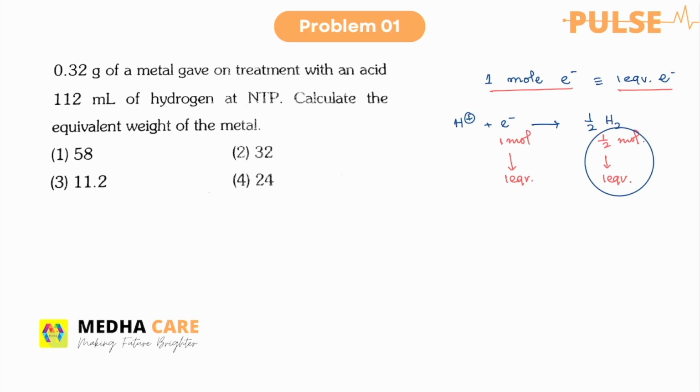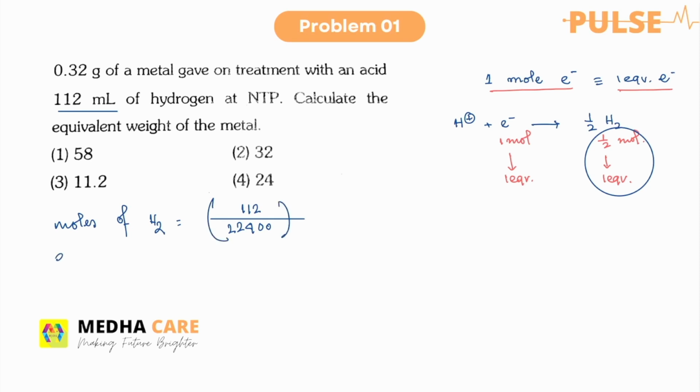Now we have this relation: half mole hydrogen is equal to 1 equivalent. So 1 mole hydrogen gas will be 2 equivalents of hydrogen. Now in this question we have 112 ml of hydrogen at NTP. Now we have to calculate the moles of hydrogen. So moles of hydrogen in this case is 112 divided by 22,400. So that is the mole of hydrogen.